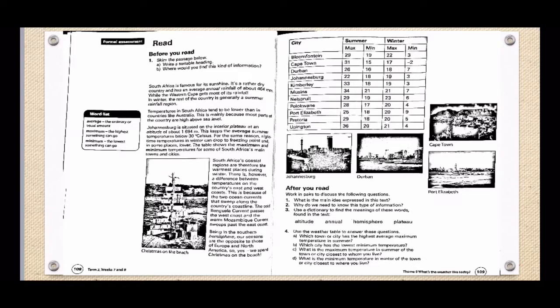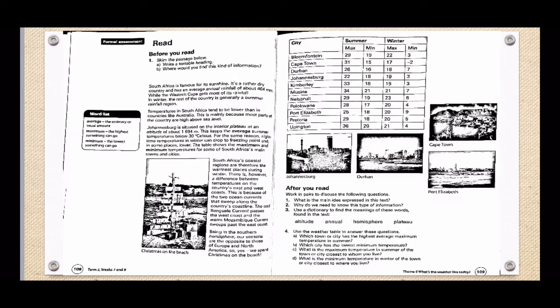Johannesburg is situated on the interior plateau at an altitude of about 1,694 meters. This keeps the average summer temperatures below 30 degrees Celsius. For the same reason, nighttime temperatures in winter can drop to freezing point and in some places lower. The table shows the maximum and minimum temperatures for some of South Africa's main towns and cities. South Africa's coastal regions are therefore the warmest places during winter.